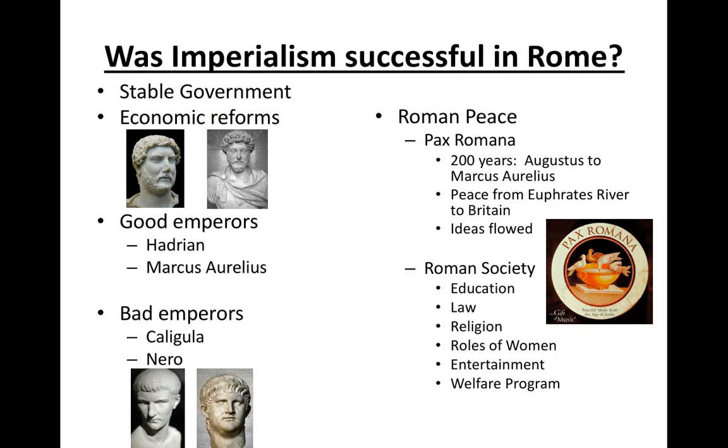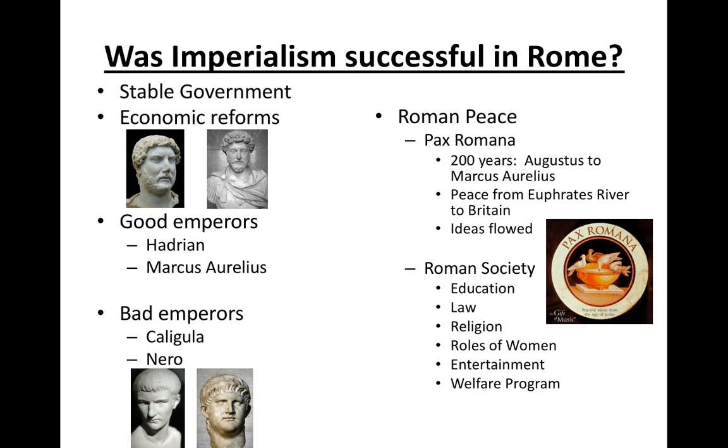So was imperialism actually successful in Rome? Well, it turns out it actually probably was. If we look at it, they had a lot of problems as they were a republic, but as they transition into becoming an empire, we have a stable government, and that stable government is able to enact all kinds of economic reforms and make things better for the people overall.